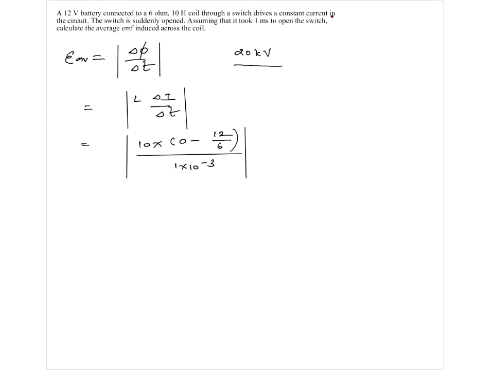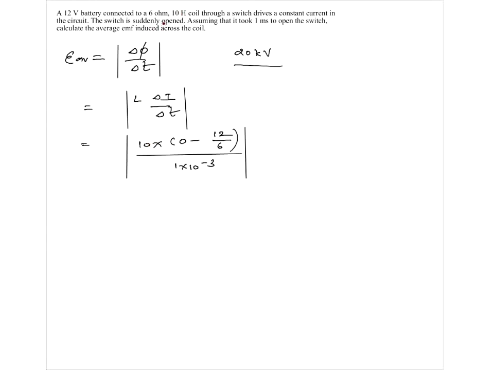Switch is suddenly opened. Assuming that it took 1 millisecond. Now, 1 millisecond is small, but still it's some time. It took 1 millisecond to open the switch. Calculate the average EMF induced across the coil. If you want average EMF, just delta phi by delta t. And phi is Li. L doesn't depend on time. So delta applied on Li is basically delta applied on I with L outside. So L is 10.